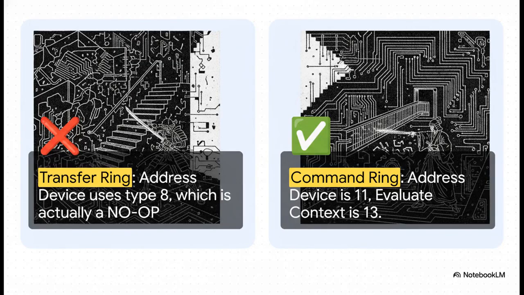As we all know, theory rarely survives actual silicon without putting up a fight. For example, we lost a decent chunk of initial dev time to a sneaky transfer request block, or TRB, type mismatch. Turns out the XHCI command ring uses an entirely different namespace than the transfer ring. We were initially firing off an address device command using type 8. Actually, scratch that. Type 8 on the transfer ring is a transfer no-op. If you look at Section 4.11.3 of the XHCI 1.2 spec, the command ring strictly requires type 11 for address device and type 13 for evaluate context. Once we fixed those constants, the CC/TRB errors completely vanished.